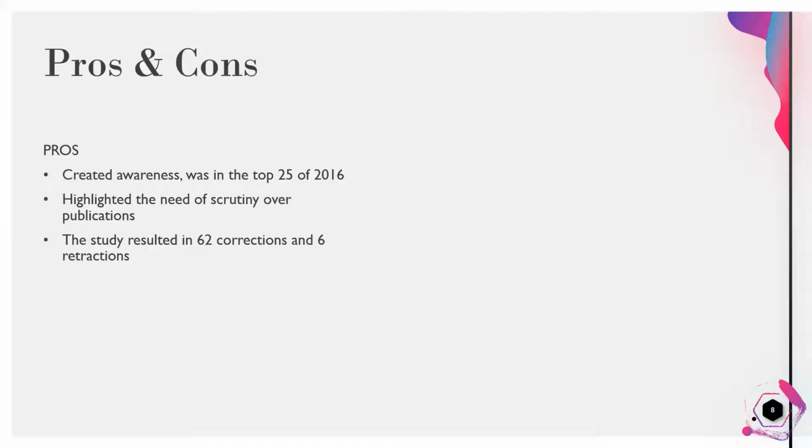So the pros of the study were that it definitely created awareness and was in the top 25 of 2016. It was also controversial because it resulted in at least 62 corrections and 6 retractions, which is good in the scientific industry. It also highlighted the need for scrutiny over publications. It is important to note that scrutiny over publications is required across all publications. If one of them is lenient, the researchers may tend to lean towards that publication and get their papers published quickly.